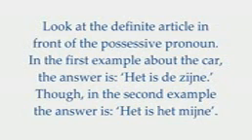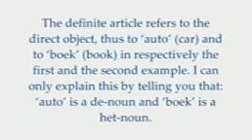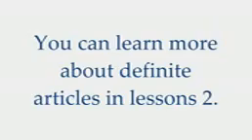Look at the definite article in front of the possessive pronoun. In the first example about the car, the answer is het is de zijne. Though in the second example, the answer is het is het mijne. The definite article refers to the direct object, thus to auto, car, and to boek, book, in respectively the first and the second example. I can only explain this by telling you that auto is a de noun and boek is a het noun. You can learn more about definite articles in lesson 2.